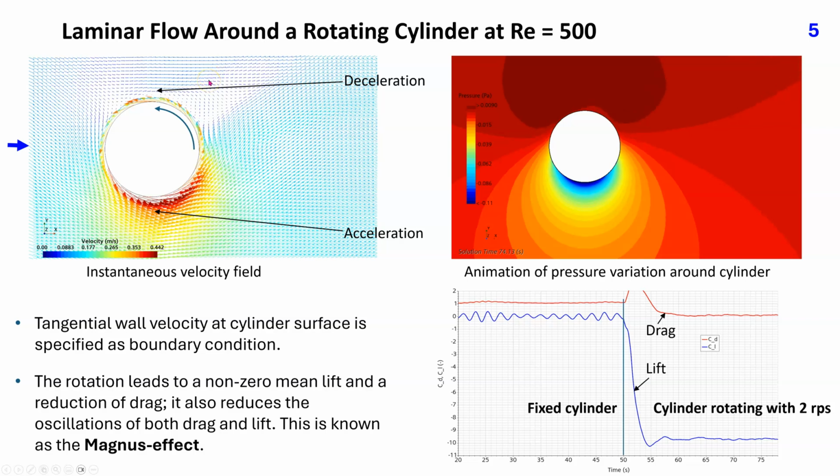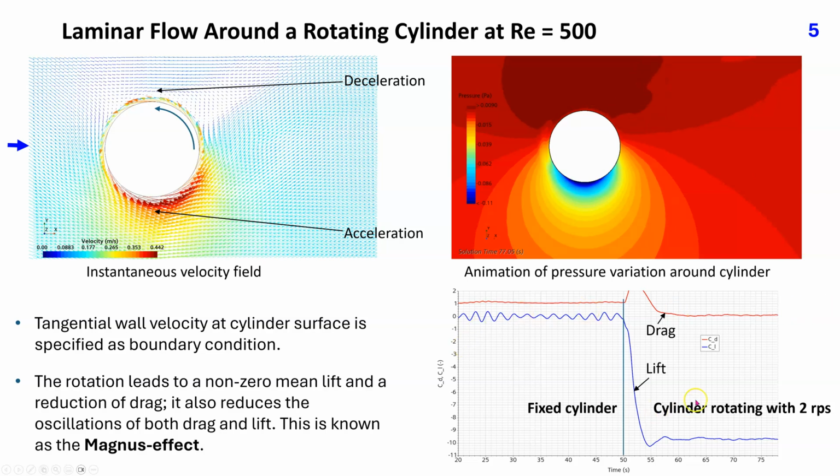At the cylinder wall, the no-slip condition requires that fluid particles move with wall velocity. In the lower zone, the cylinder wall moves in the same direction as the external flow, which leads to acceleration of fluid in the vicinity of the cylinder. In the animation of pressure variation, we see that pressure is low where the cylinder wall accelerates the surrounding fluid, while it is high where the fluid is decelerated. This results in a non-zero lift force, that is, the force in the direction perpendicular to the flow direction. This is called the Magnus effect.